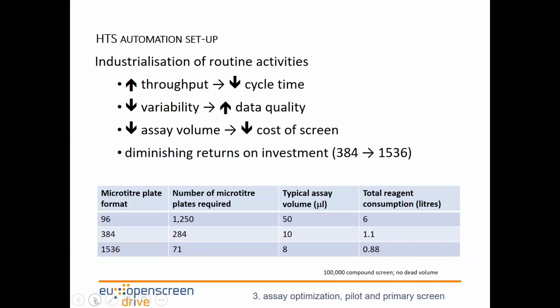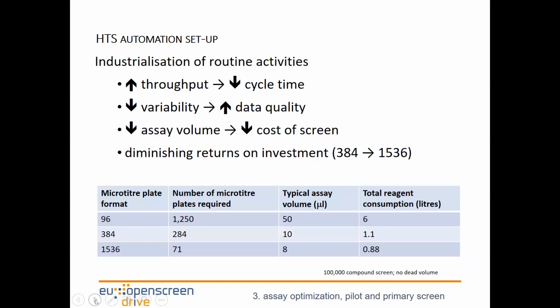1536-well format. But the bulk of researchers involved in drug discovery tend to screen in 384-well format, because this seems to be a good compromise in terms of throughput, cycle time, and also the fact that you don't need to invest too much in terms of very sophisticated liquid handling and plate readers.